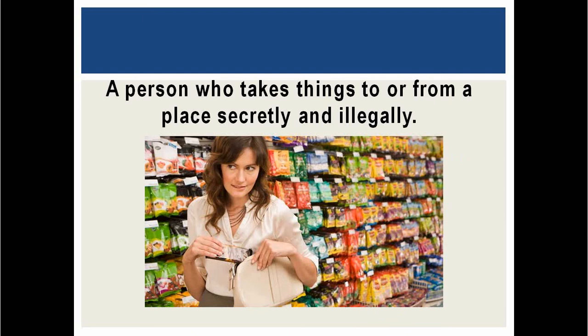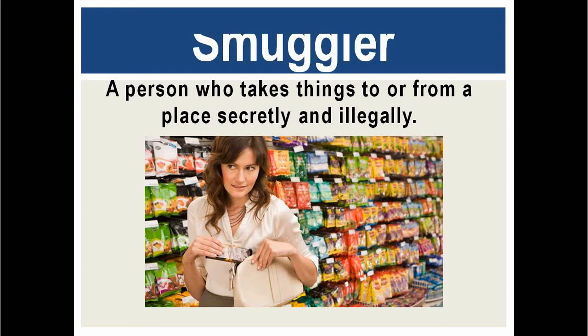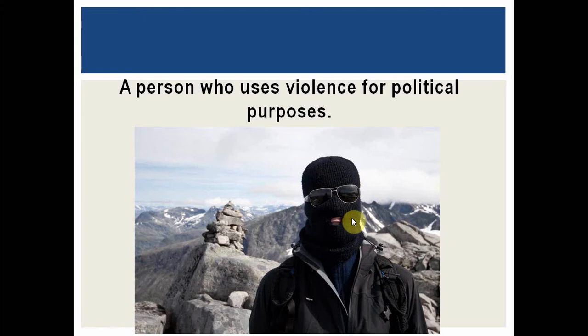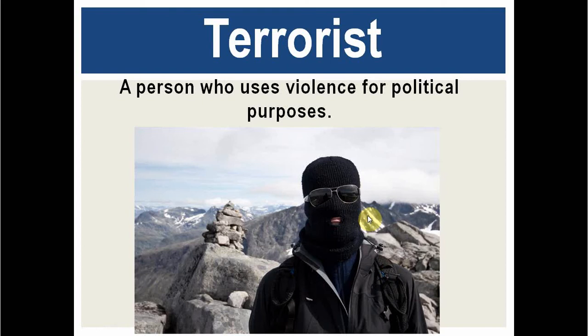A person who takes things to or from a place secretly or illegally. The person's name is smuggler. So please take care because it's somehow confusing between smuggler and mugger. Okay, so a person who takes things to or from a place secretly and illegally is smuggler, not mugger. Okay, but the next one, a person who uses violence for political purposes. So his name is terrorist. So terrorist, a person who uses violence for political purposes.